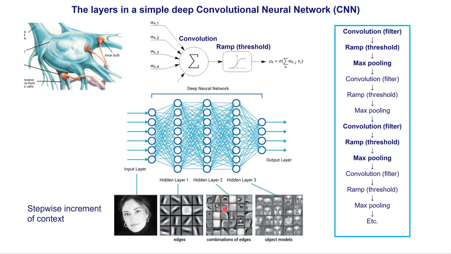So from, let's say, 3 edges, you can build a nose. So here we have combinations that form parts, and here we have models. So noses and ears and eyes form faces, and faces form groups, and groups form whole themes. So actually what the network's doing is stepwise increments of context.